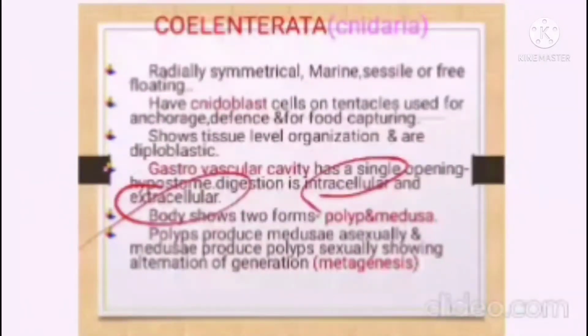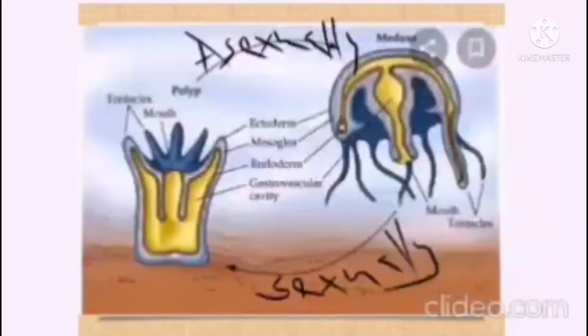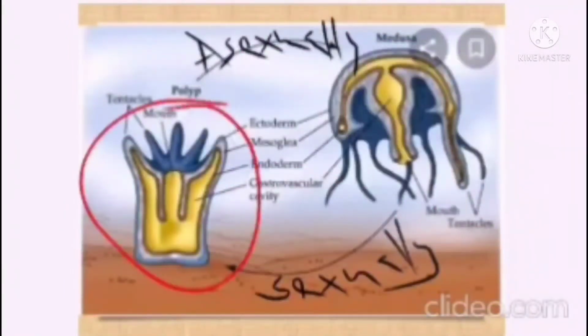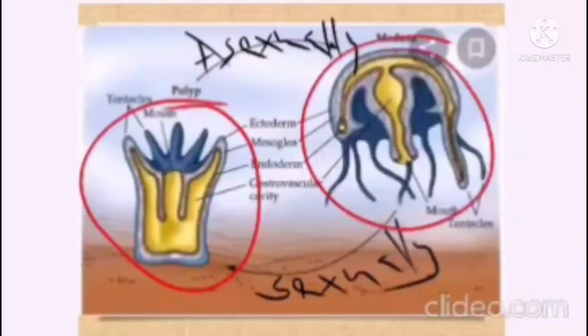And the body has two forms. What are the two forms? One is polyp and another one is medusa. What do you mean by the term polyp and medusa? You can see they are two different structures. Polyp is somewhat like this. This is polyp and this is the structure of medusa. This is an asexually reproducing body and this one is a sexual structure. So they undergo a type of alternation of generation. We call it as metagenesis.